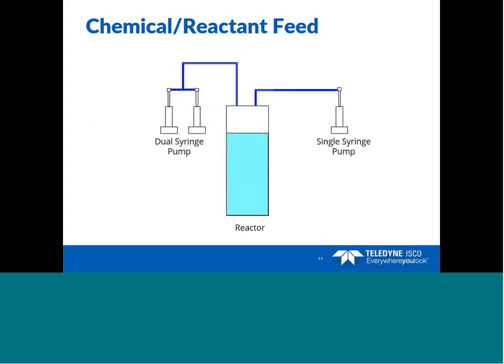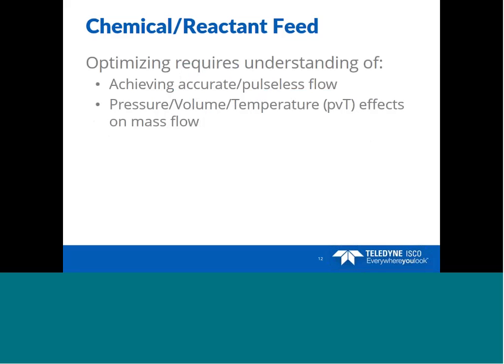A chemical reactant feed application, including pharmaceuticals, consists of a batch reactor or flow-through reactors, including microreactors. Usually you have two pumps delivering multiple fluids into a reactor or through a flow-through reactor or a microreactor. There are many types of pumps used for reactions, but Teledyne ISCO pumps, such as the D-series syringe pump, can deliver liquids or liquefied gases with flow rate accuracies of plus or minus 0.5% for long periods. Optimizing requires an understanding of how to achieve accurate and pulseless flows, and again, pressure, volume, temperature effects and mass flow.